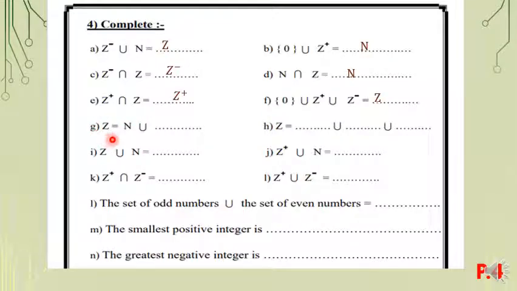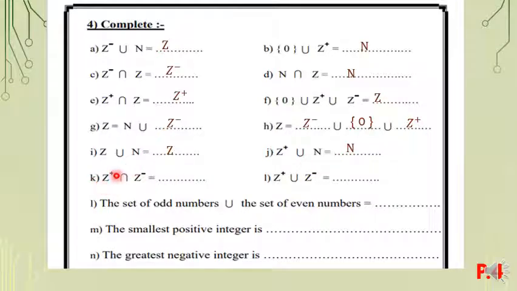Set of 0 union Z positive union Z negative equals Z. Letter G. Z equals N union dots. N union what equals Z? N union Z negative will give me Z. Letter H. Z equals what union what union what? Z equals Z negative union set of 0 union Z positive. Z union N will give me Z. Z positive union N will give me N.